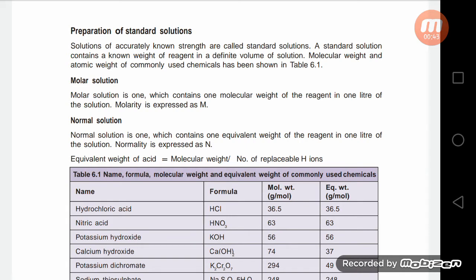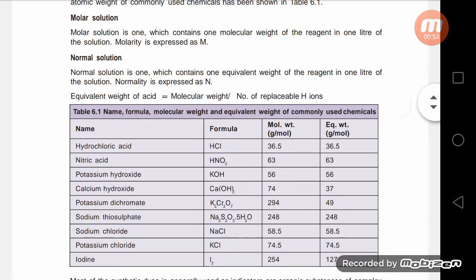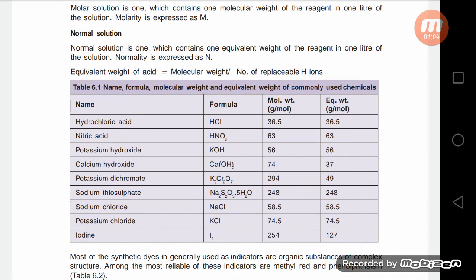Next is molar solution. Molar solution is one which contains 1 molar weight of the reagent in 1 liter of the solution. Molarity is expressed as M. Normal solution. Normal solution is one which contains 1 equivalent weight of the reagent in 1 liter of the solution. Normality is expressed as N. Equivalent weight of the acid equals molecular weight upon number of replaceable hydrogen ions.